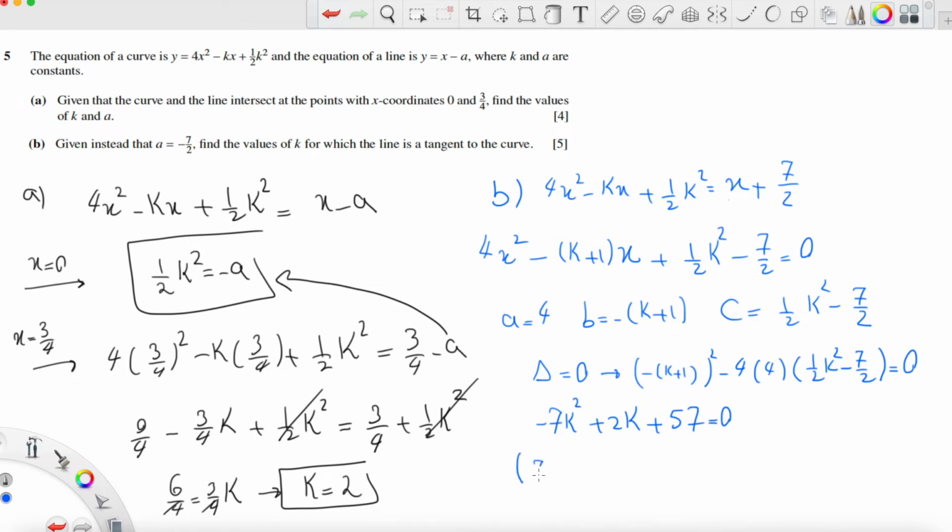You can factorize: (7k plus 19) times (minus k plus 3) will be the factorization, so one root is negative 19 over 7 and the other root will be 3. This is the answer to this question.